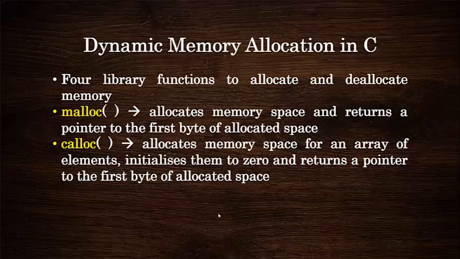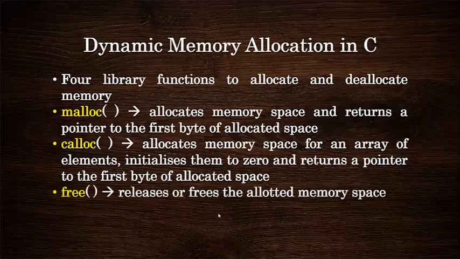So the third function is free. free is going to release or deallocate the memory space that has already been allotted. So basically using malloc and calloc, we might have allocated some memory space, and that memory space will be deallocated once the usage of the memory has been done, or once the program has been executed successfully, or when you are coming out of that particular program, you are going to release or deallocate the memory space.